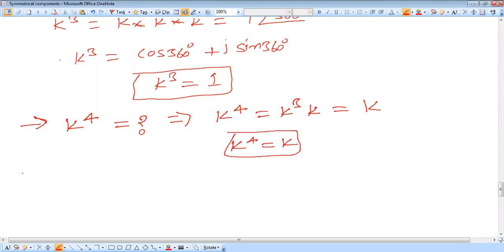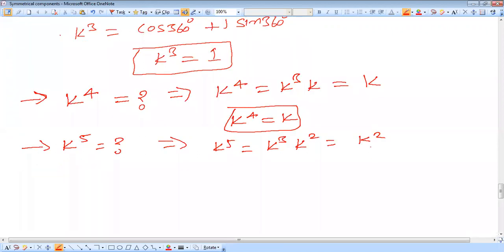Similarly, what is k power 5? Can we write k power 5 equal to k cube into k square, that equals, since k cube is 1, k square. So k power 5 you can write as k square.